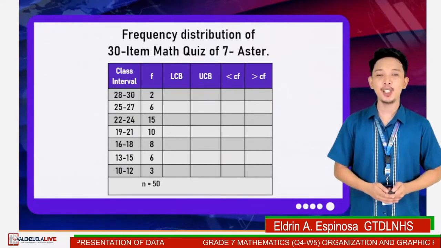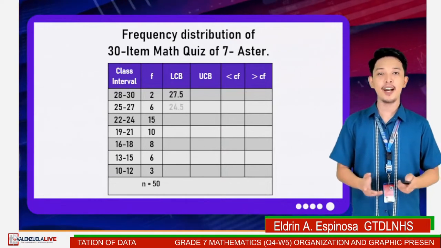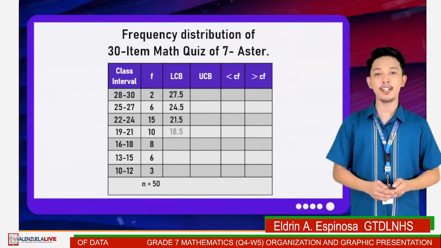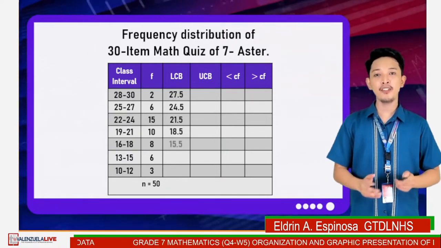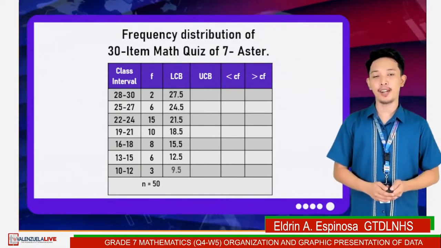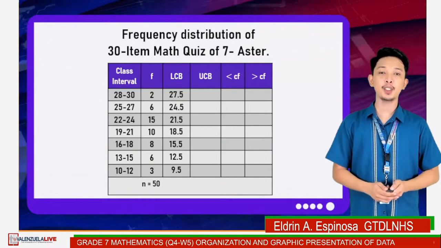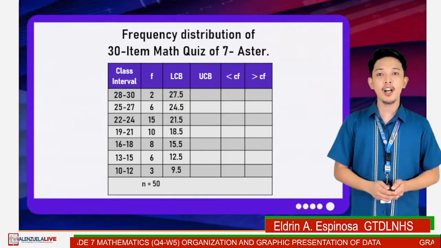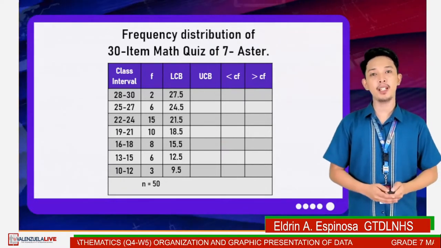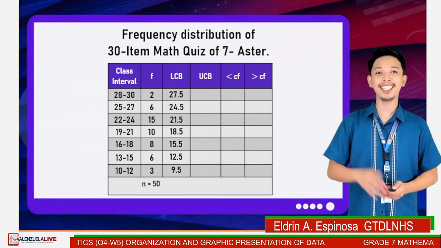Very good! The correct answer is 27.5, followed by 24.5, 21.5, 18.5, 15.5, 12.5, and 9.5. Remember, to get the lower class boundary, subtract 0.5 from the lower limit. Next, what is the upper limit of the class 10 to 12? 5 seconds, go!